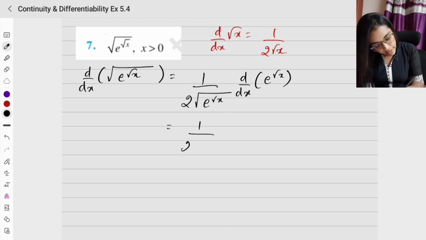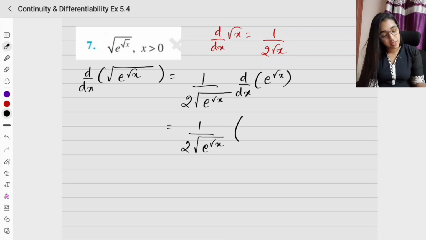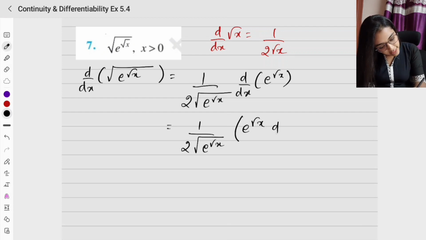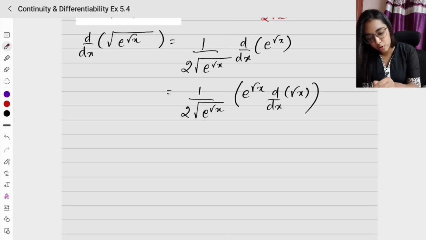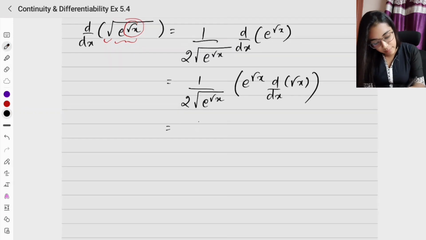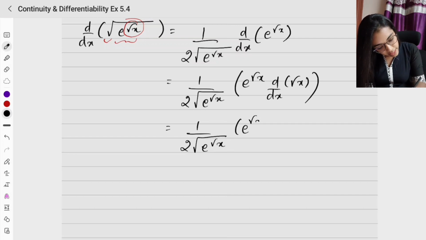Next step, 1 divided by 2 root e to the root x times d by dx of e to the root x is going to be e to the root x itself, but you need to do the derivative of the function that is inside. So d by dx of root x. புரியுதா? First ஒரு function பண்றோம். First I'm going to take the square root, then I'm going to take e to the x, then I'm going to take the function that is in the power of e to the x. Okay, these are the steps. What is the next step? 1 divided by 2 root of e to the root x times e to the root x into d by dx of root x, which is 1 divided by 2 root x.